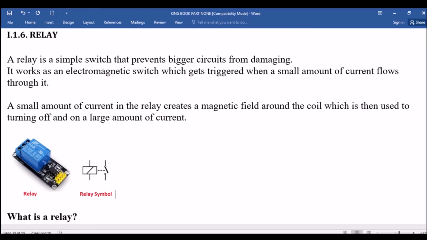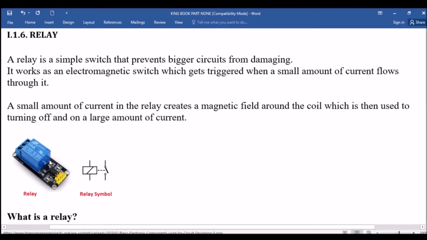A relay is a simple switch that prevents a bigger circuit from being damaged. It works as an electromagnetic switch which gets triggered when a small amount of current flows through it. A small amount of current in the relay creates a magnetic field around the coil, which is then used for turning on and off a large amount of current.